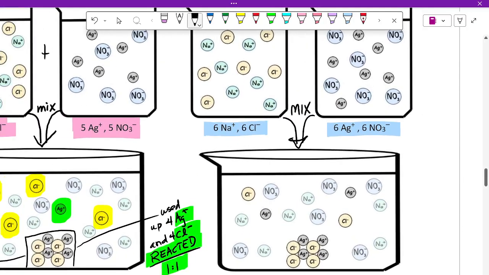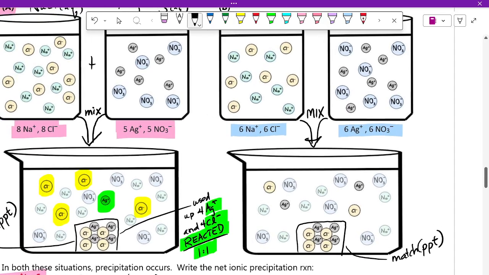We still get the precipitate. But this time, instead of having 4 chlorides left over, we're going to only have 2 chlorides left over. And we're going to have 2 silver left over.